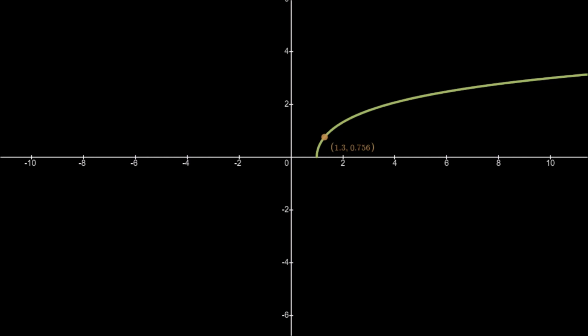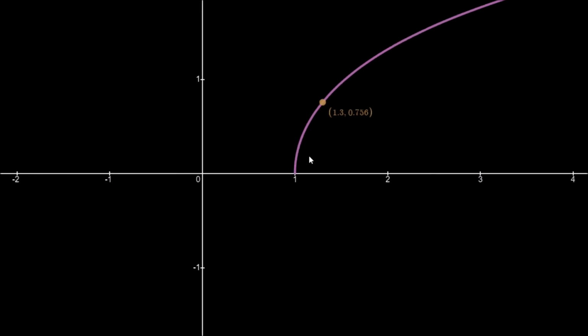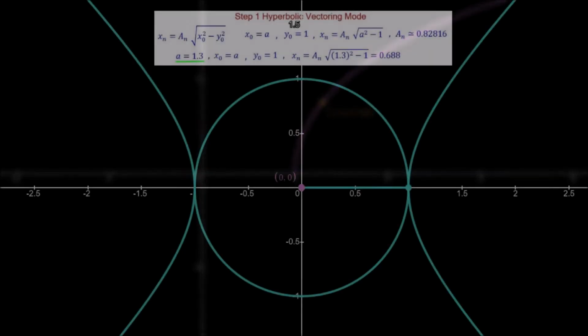Now the point that we are interested in and we're going to use in our example here is 1.3. So when we go to 1.3, the inverse hyperbolic cosine for 1.3 is 0.756. So this is the final answer we're hoping to get when we run through our CORDIC algorithm.